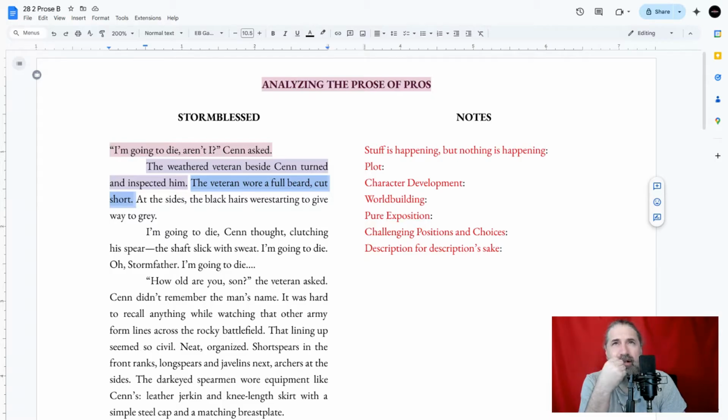You'd be like, it's interesting that I wrote that he looked at that of all things. Was it me just trying to describe? But it's not. It says from his POV. So the veteran wore a full beard cut short, and because it's tied to Sen's POV, this becomes purposeful. All right. At the sides. Here's something else.